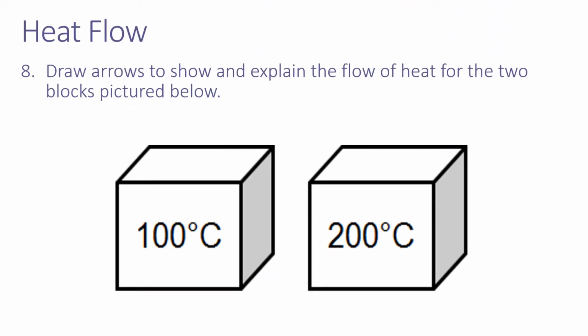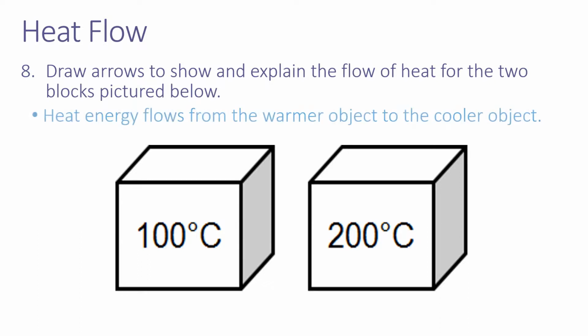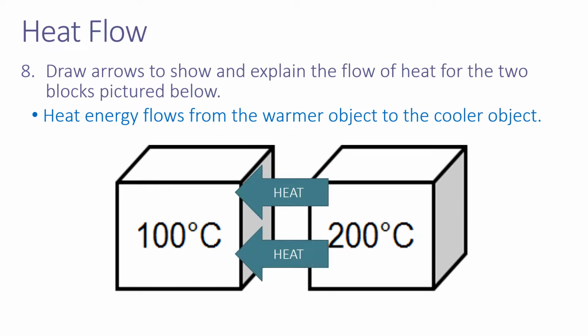So number 8 is about heat flow. Draw arrows and explain the flow of heat for the 2 blocks. So heat flows from warm to cold. So that means that heat is going to flow from my 200 degrees Celsius block to my 100 degrees Celsius block. We're making some assumptions here that these blocks are isolated, that there's not going to be heat exchange anywhere else in the surroundings. So heat flows from warmer to colder.